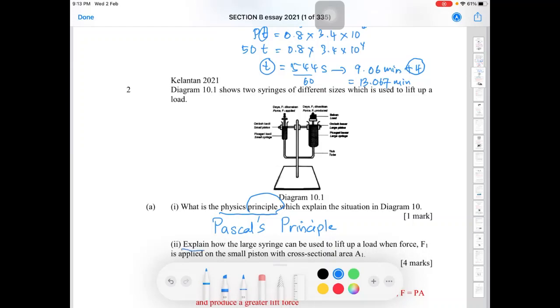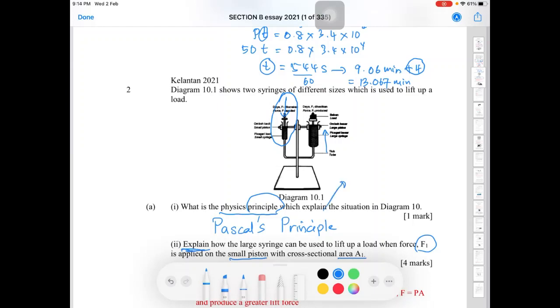Explain. Sama juga macam tadi. Explain how the large piston can be used to lift up a load when force F1 is supplied on the small piston with cross-sectional area A1. Jadi, you dah tahu dah. Bila kita bagi force dekat the small piston, the big piston akan naik atas. Jadi, you kena create a bigger pressure here. Walaupun you bagi force kecil, tapi you can create a greater pressure to push up a greater weight di sebelah the other side. Sebab you kena tahu konsep Pascal apa?